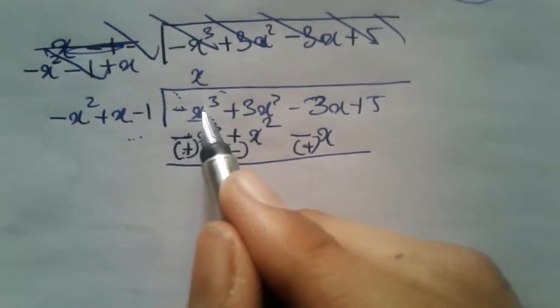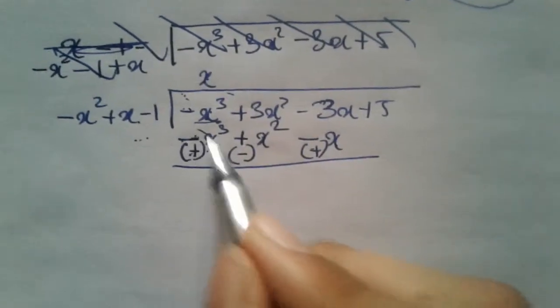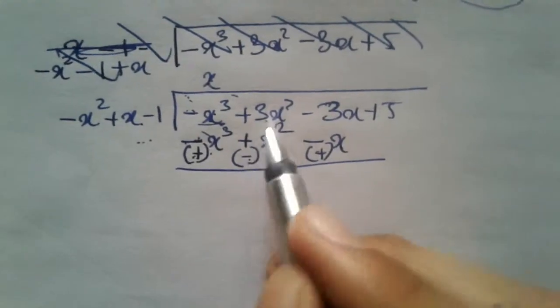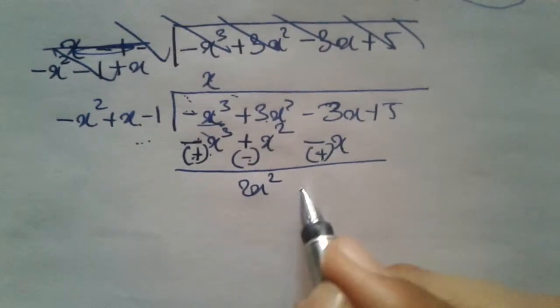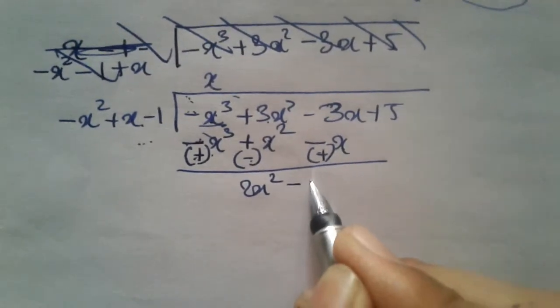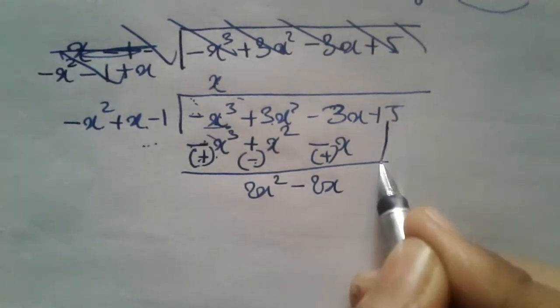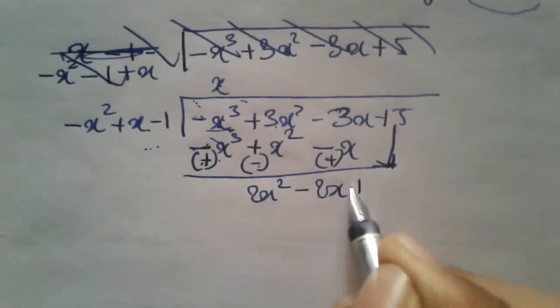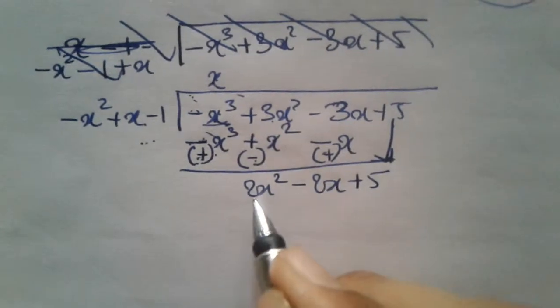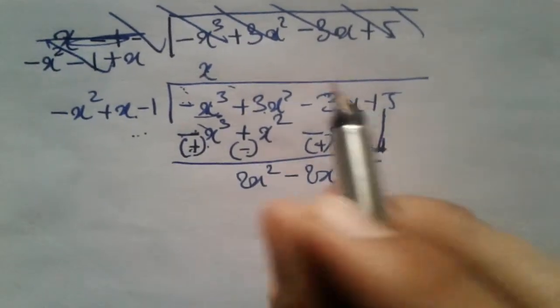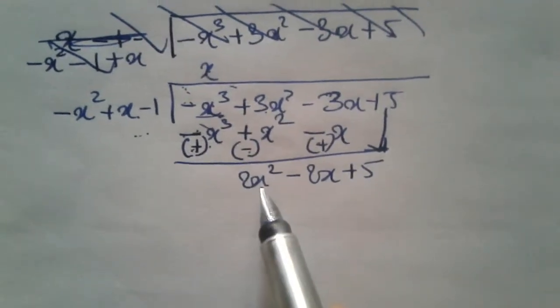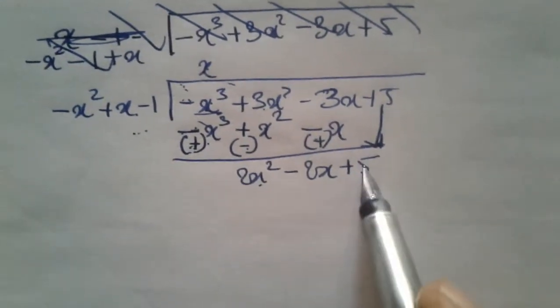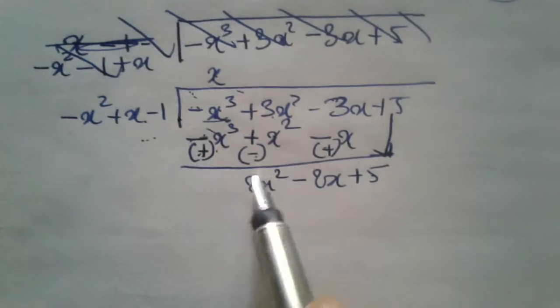Now let's subtract. This cancels out. Over here it will become 2x square, and minus 2x. Now we'll bring down this plus 5 over here. So we have got this polynomial. Again, we'll start dividing. Now we know that till now this degree is not less than this degree, it's just equal to it.